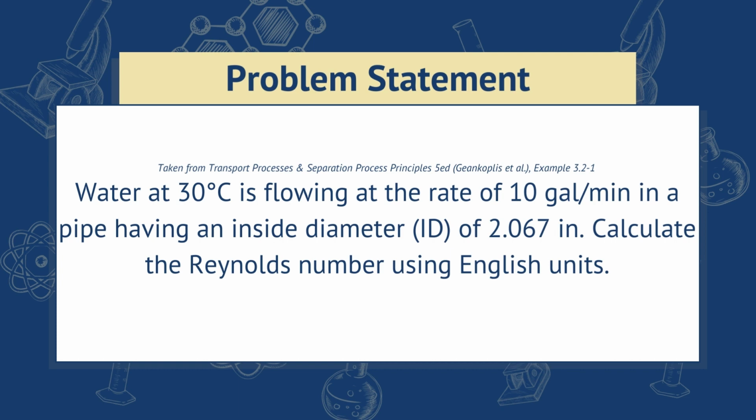Now, let's head over to a sample problem for Reynolds number taken from John Cuppoles' 5th edition. Water at 30 degrees Celsius is flowing at the rate of 10 gallons per minute in a pipe having an inside diameter of 2.067 inches. Calculate the Reynolds number using English units.